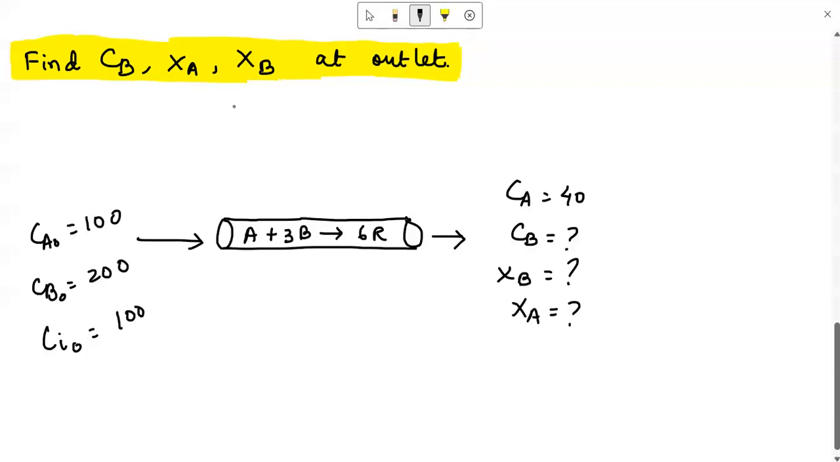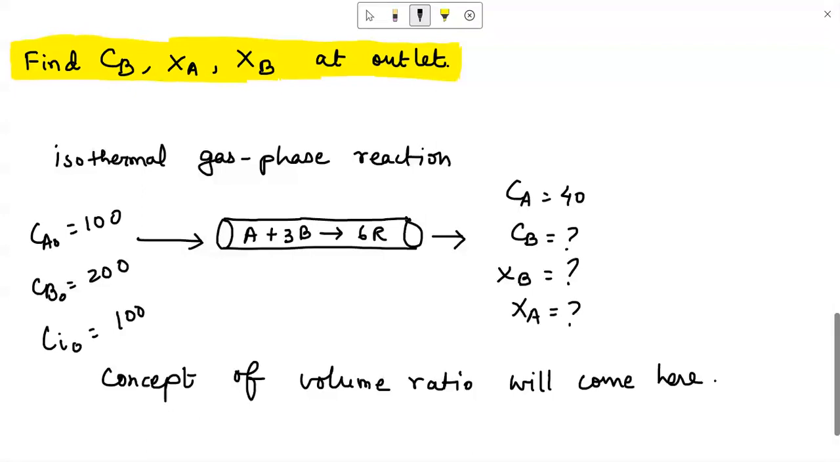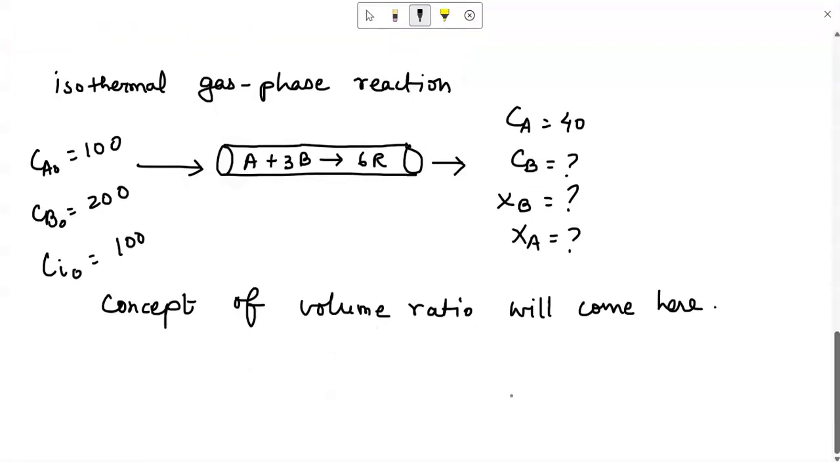Also we have been told that this is an isothermal gas phase reaction. Isothermal means T is constant, but there will be a concept of volume ratio coming in because we have a gas phase reaction. This is the first identification that we need to make: the concept of volume ratio will come here. Okay, so let's start the calculations.